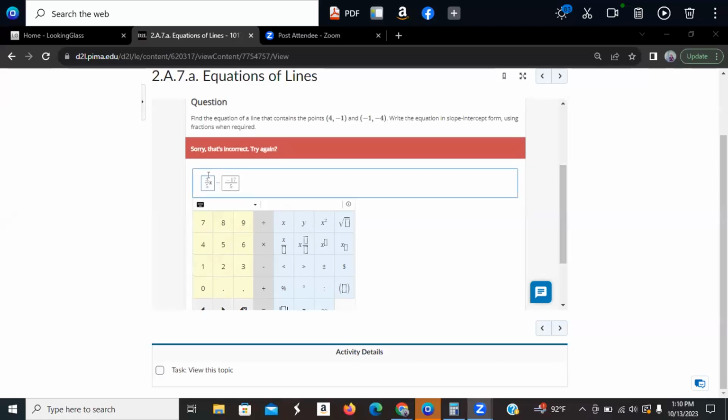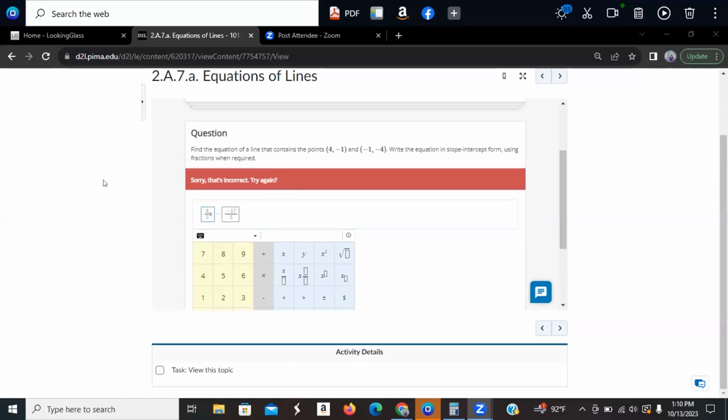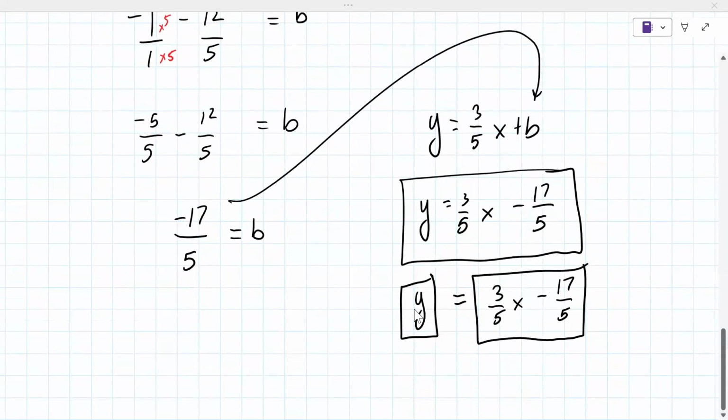I would take the x out. I'm going to share my screen again. I tried so that you can see this. The left box is just a y. And then the equal sign, yeah. The 3/5 x minus 17 over 5 is all on the right. Okay.